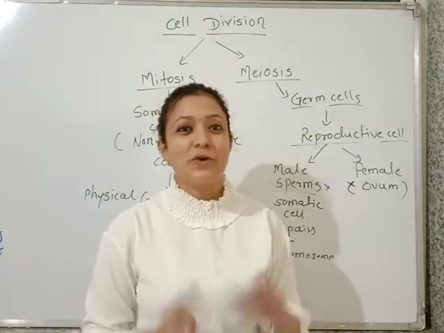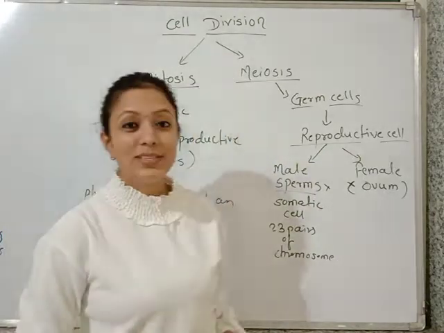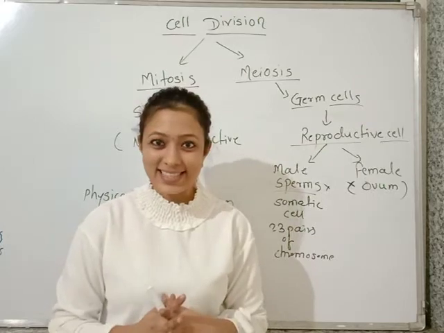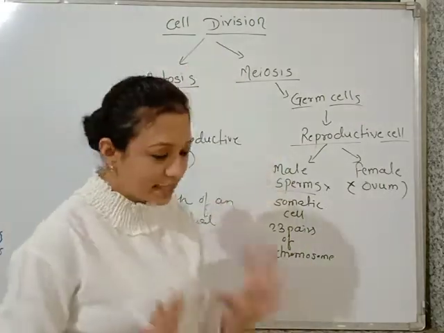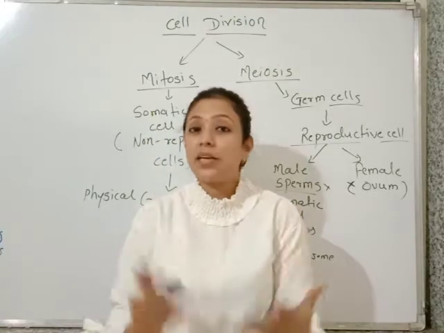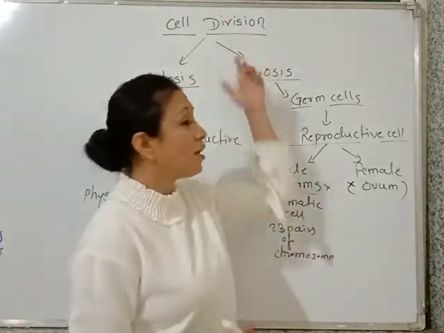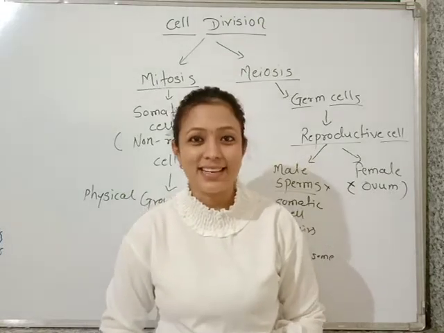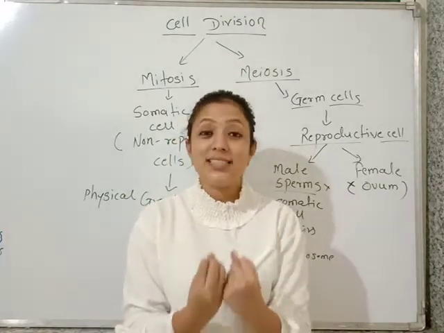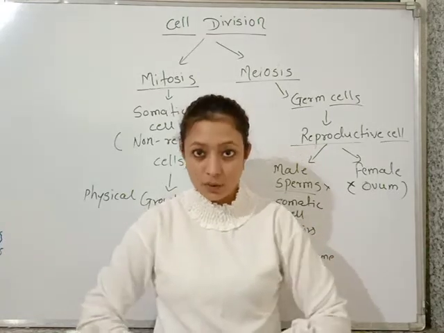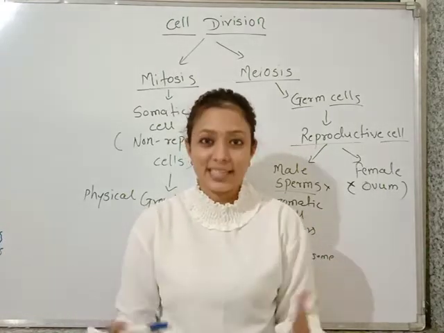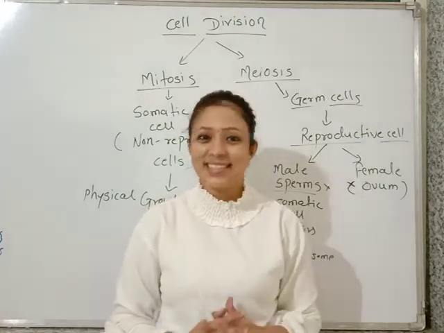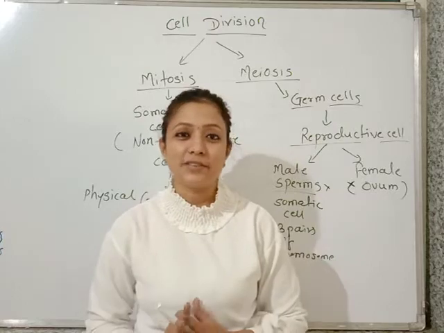In today's lecture, we are going to discuss the concept of cell division. So what is cell division? Basically, children, it indicates that something is getting divided. Division is the splitting. So cell division means one cell is getting divided, split into two or more cells. So let's discuss what the types of cell division are.